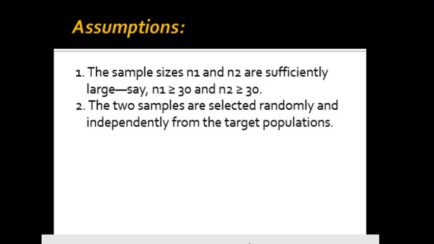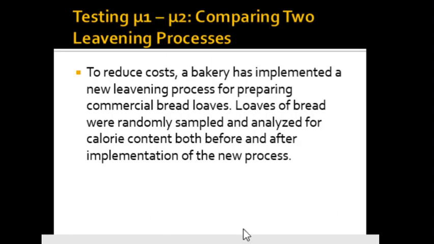The assumptions for this test are that the two sample sizes are sufficiently large, both greater than or equal to 30, and the two samples are independent of each other. With this information, let's look at an example.